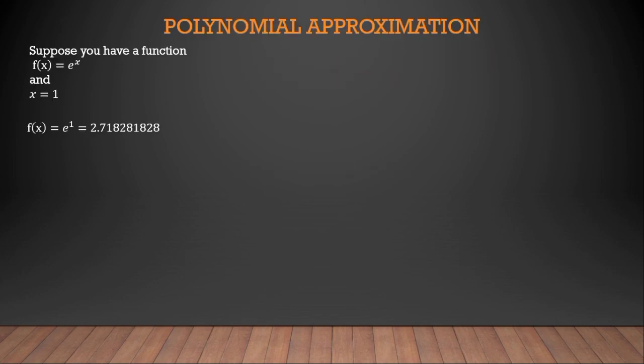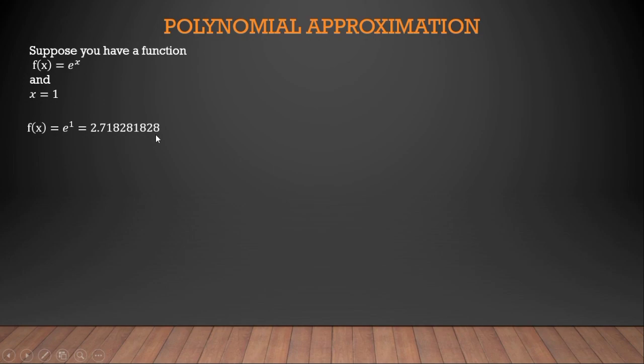So suppose you have a function f of x equals e to the power x, and x is equal to 1. So naturally speaking, if you were to plug in 1 wherever x is, you're going to say f of x equals Euler's constant to the power 1, of which you get your answer there, right?